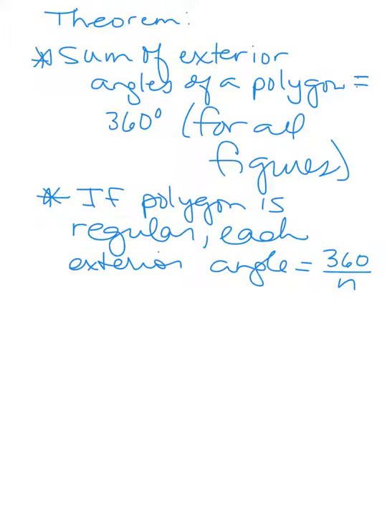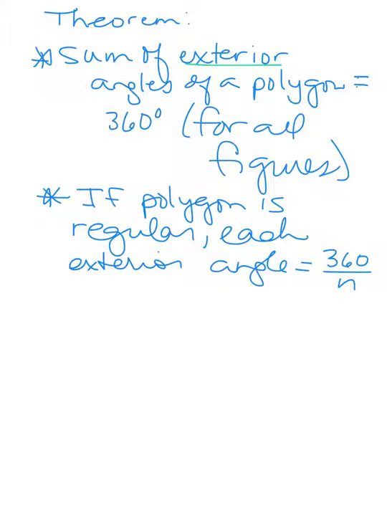Now, if we're looking at the sum of the exterior angles of a polygon, it's always going to be 360 degrees, and that's for all figures. So if I ask you for the sum of the exterior angles of a pentagon, it's going to be 360. If I want the sum of the exterior angles of a hexagon, it's going to be 360.